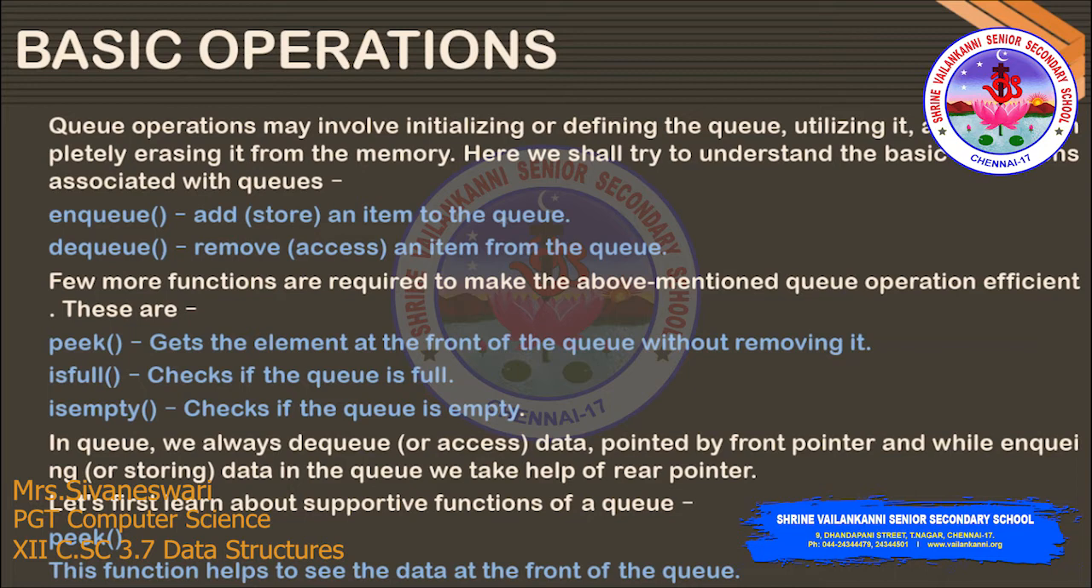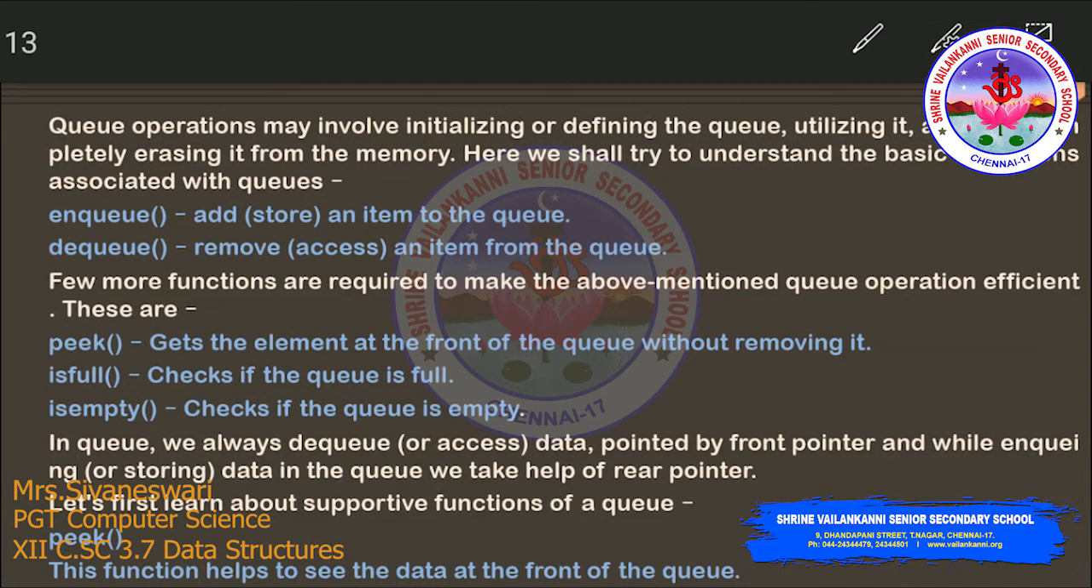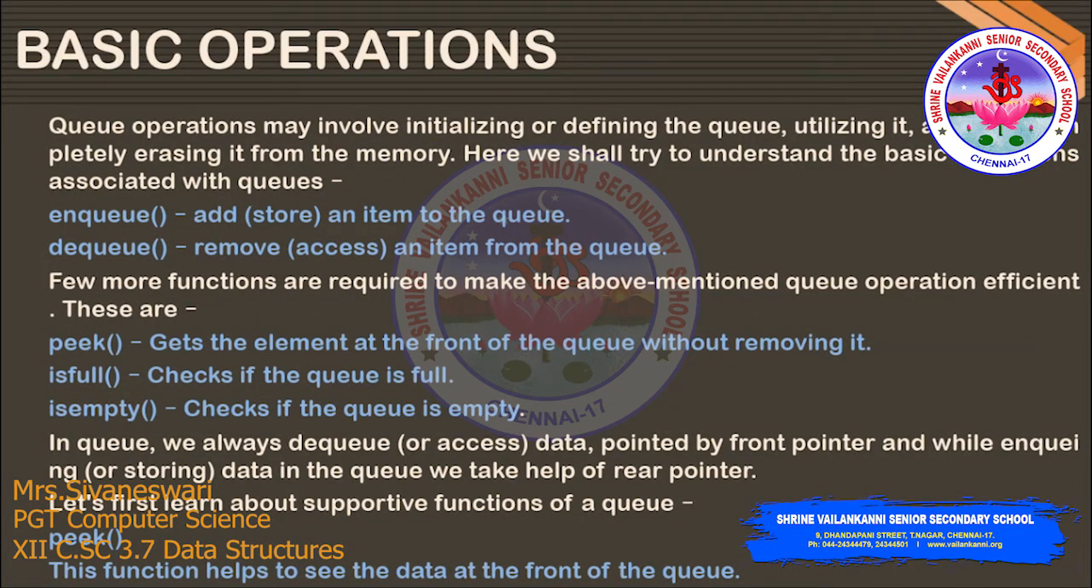Here we shall understand a few basic operations. Enqueue: add or store an item to the queue. Dequeue: remove an item from the queue. A few more functions are required to make the above mentioned queue operations efficient: peek, is full, is empty. Peek, as we saw in the stack, gets the element at the front of the queue without removing it. We have seen that first in, first out, correct? The first element which is entered will be the first element to exit. So the front element is displayed before removing it.